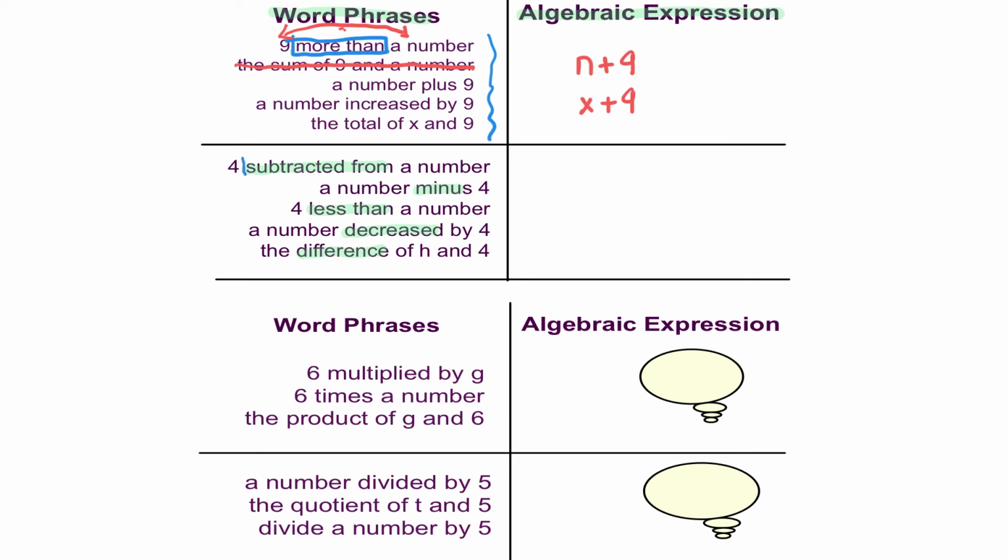When you have this here, 4 subtracted from a number, that's also a switch. Okay, so here's subtracted from and then less than. So all of these would be represented by what? N minus 4. Or in this case, for the last one, h minus 4. You're looking for your keywords. Your keywords will tell you the operation. Let's go down and take a look at the remaining 2 sections.